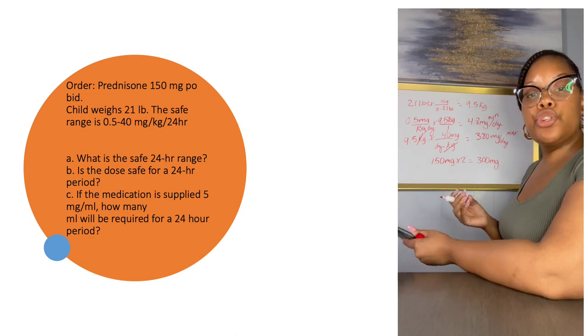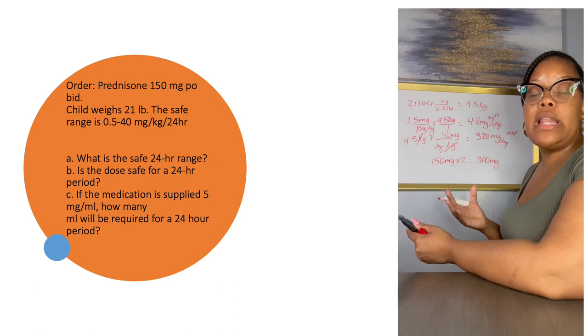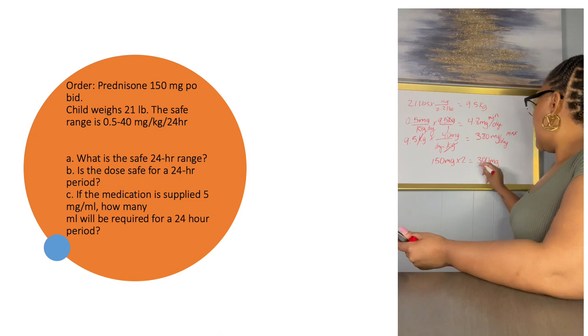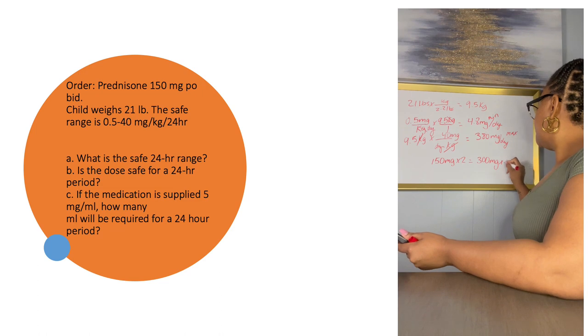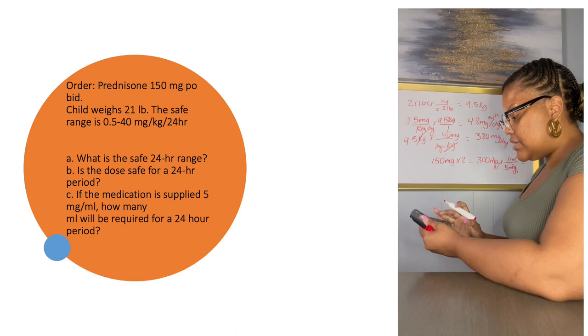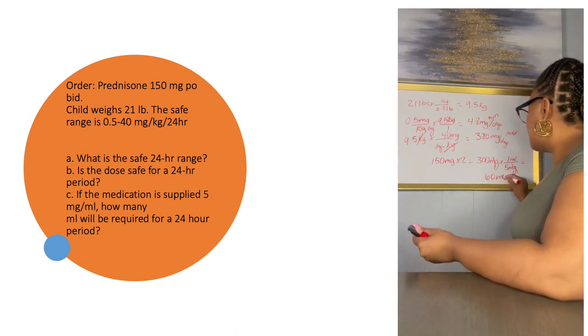All right, so they added a little twist on this one. It says that the medication is prescribed, it comes in liquid. So now you need to figure out the mLs. So we have your 300 mgs over here. So we know that it comes in 5 mgs per 1 mL. All right, cancel out. And now we just divide 300 divided by 5. And you get 60 mLs.